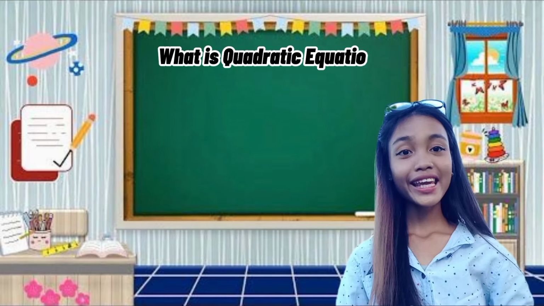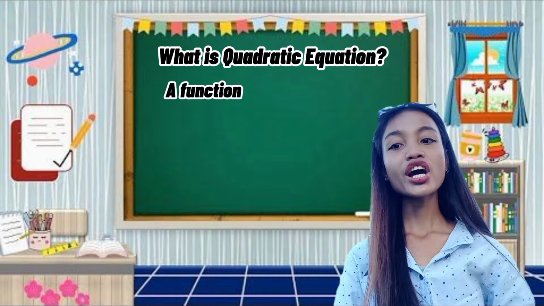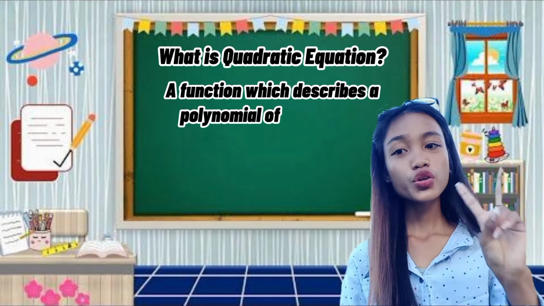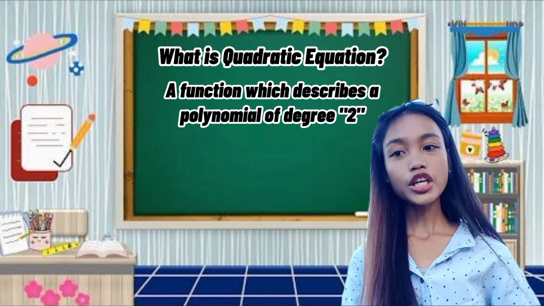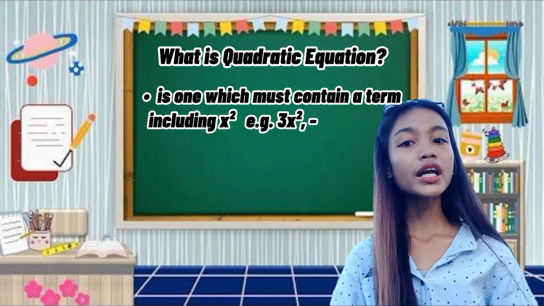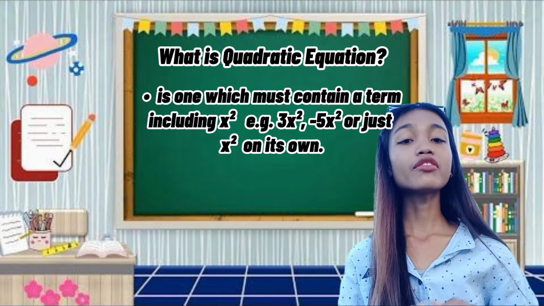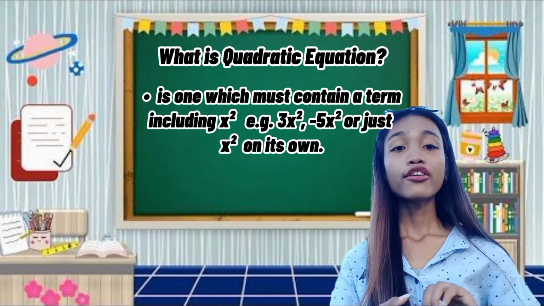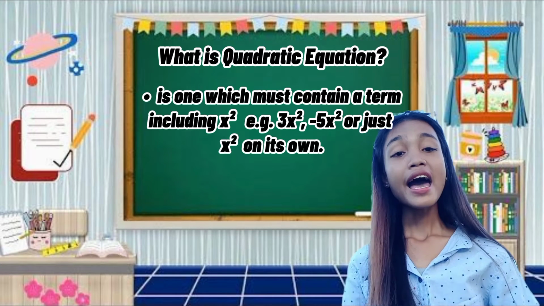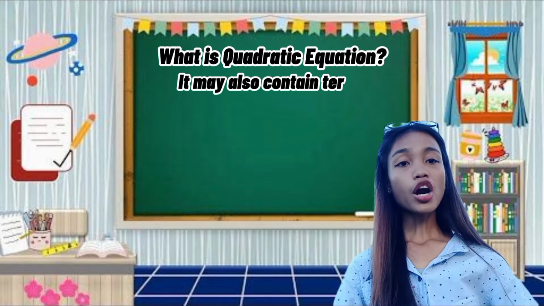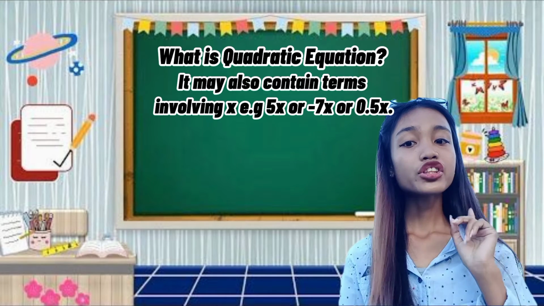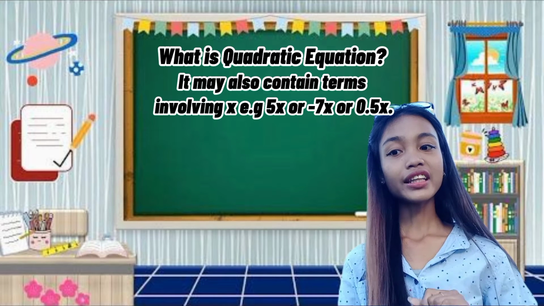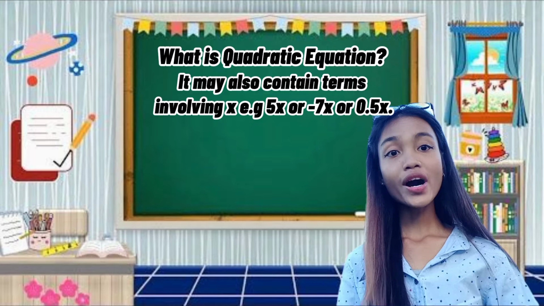What is a quadratic equation? A function which describes a polynomial of degree 2 is called a quadratic equation. So a quadratic equation is one which must contain a term involving x squared, for example 3x squared, negative 5x squared, or just x squared on its own. It may also contain terms involving x, for example 5x or negative 7x or just 0.5x or 1/2x.